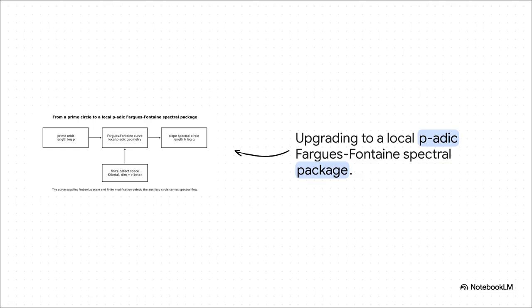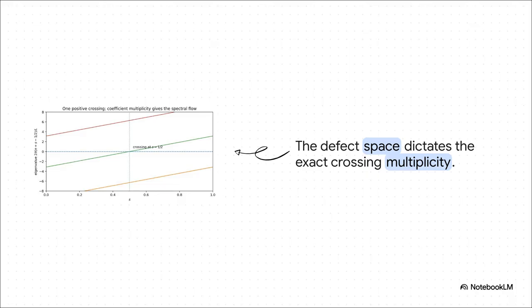incredibly powerful modern engine. And here is the major payoff of that p-adic upgrade. Remember how we needed a completely separate transverse shape to get multiple crossings just a minute ago? Well, now the Fargues-Fontaine geometry supplies it naturally. The finite modification defect perfectly supplies the finite multiplicity of the spectral crossing. Basically, the defect space dictates exactly how many times the eigenvalue branch crosses zero. It's a rigorous operator-theoretic calculation that is entirely local and perfectly controlled.